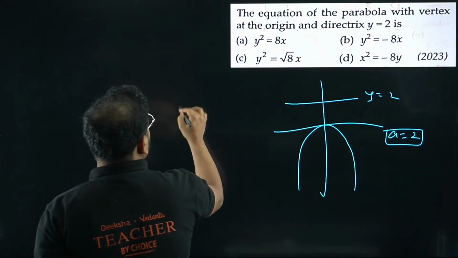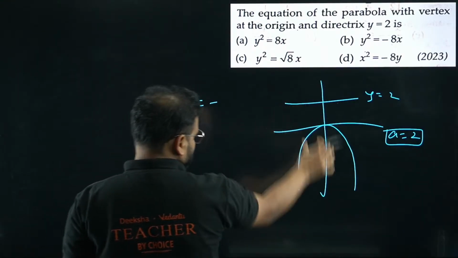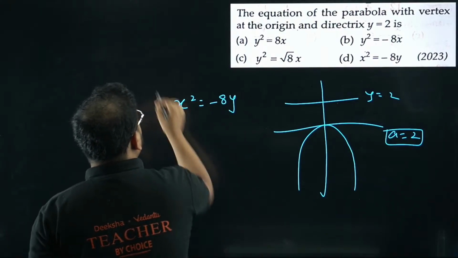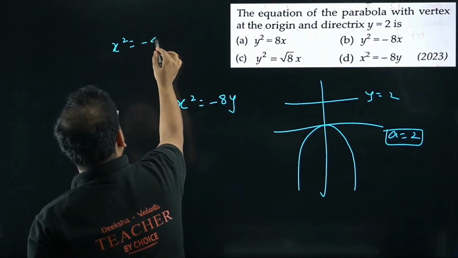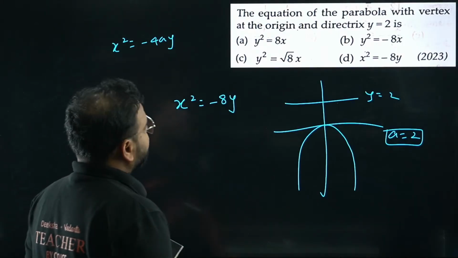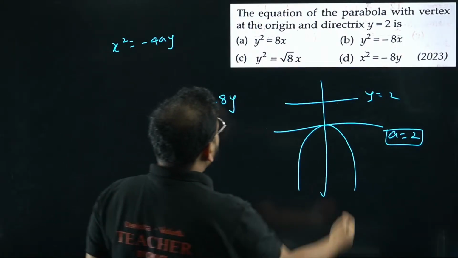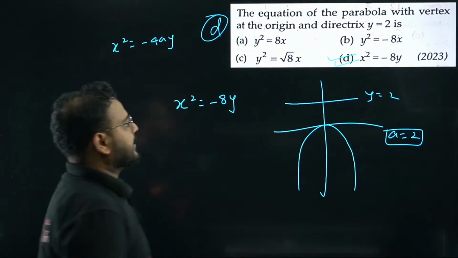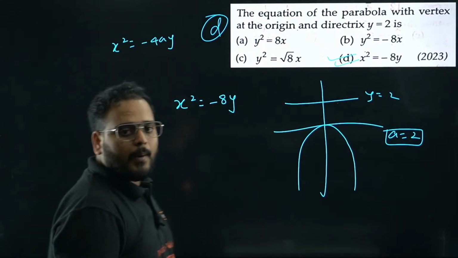Hence I have the equation as x square equals to minus, this is below, right? Minus 8y, because the form is x square equals to minus 4ay. a value is 2, right? So you're going to get value as minus 8y. Option D is correct.